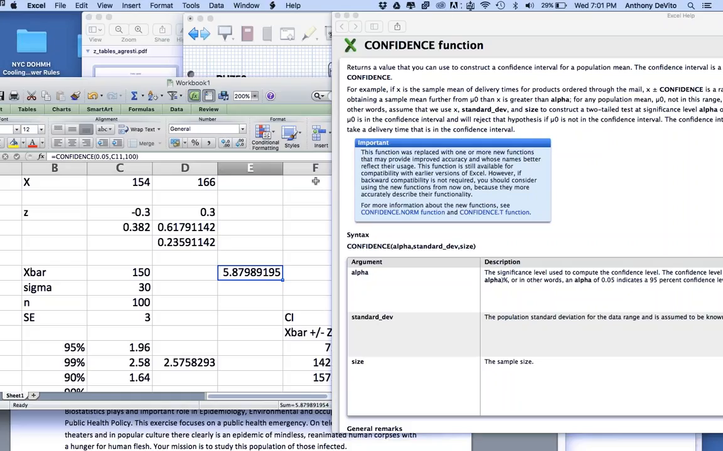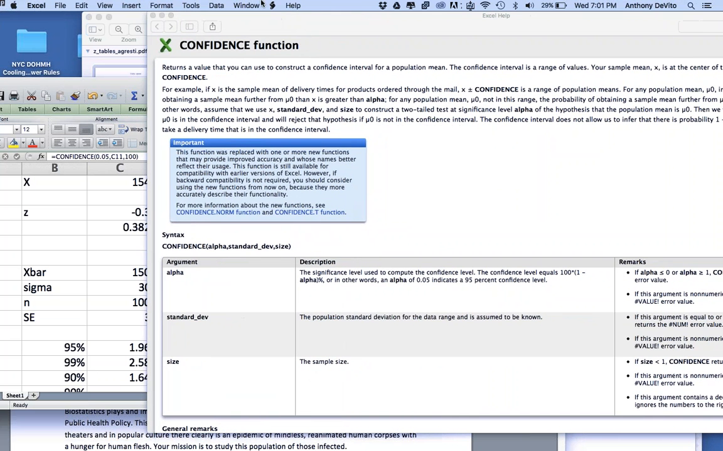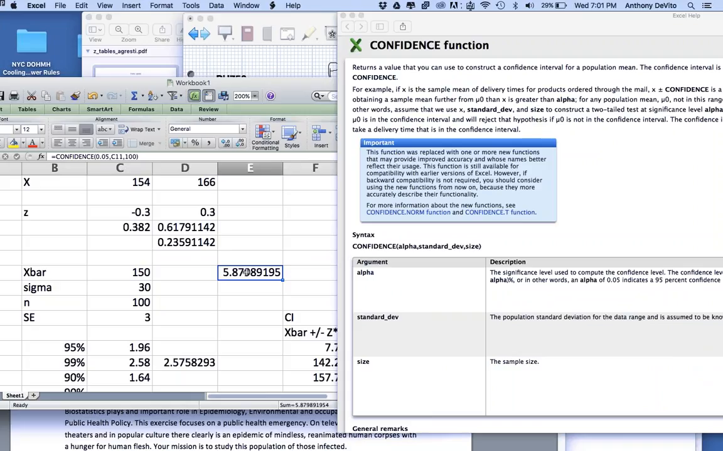But it does look like you have more functions available to you that you can use. And basically, if you wanted to change this to the 99% confidence interval, you would just change that from 0.05 to 0.01, and it got wider. Okay, does it work? Want to give it a try?